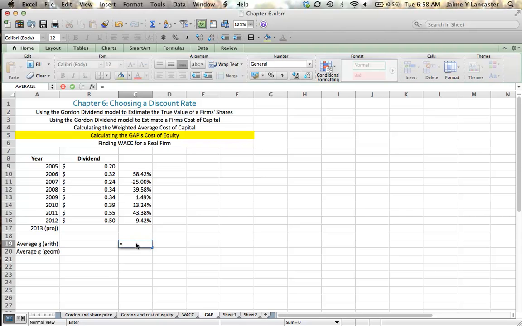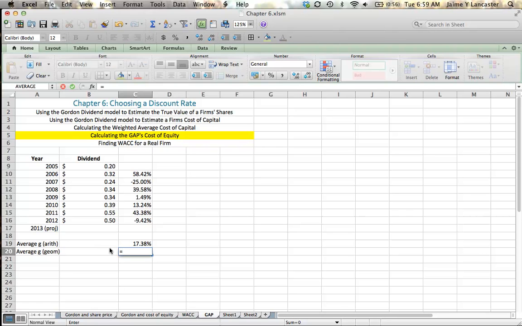So to calculate the average growth rate, just using the arithmetic formula, you sum them up and you divide by the number. Excel does it for us. 17.38% growth rate. However, that's not theoretically preferred, because what an investor really cares about is not what happens exactly from one year to the next, but what happens over time.